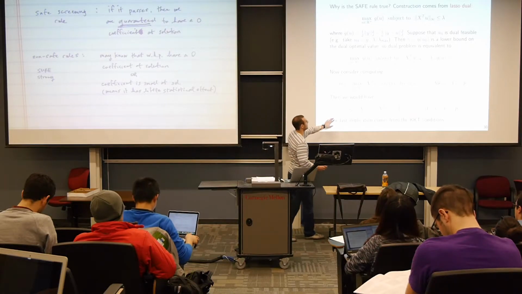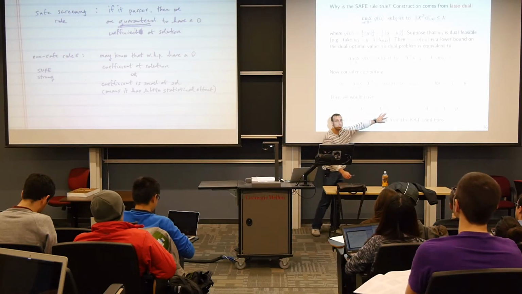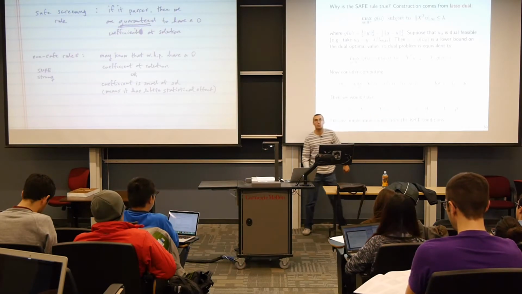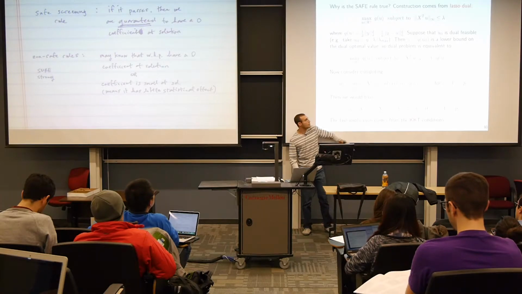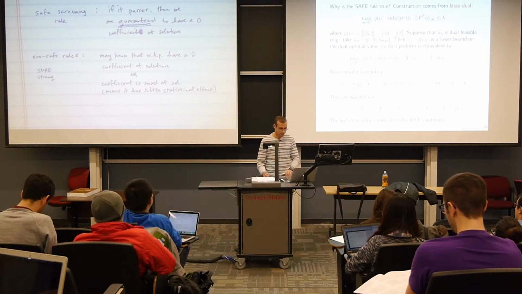Okay, so this is the flow of logic. If the biggest I can make xi transpose u over the constraint set is something smaller than lambda, then the same has to be true at the solution, because this was true for any feasible point. And that in turn implies that the primal coefficient in the ith spot is 0. So that's the idea behind the safe screening rule.